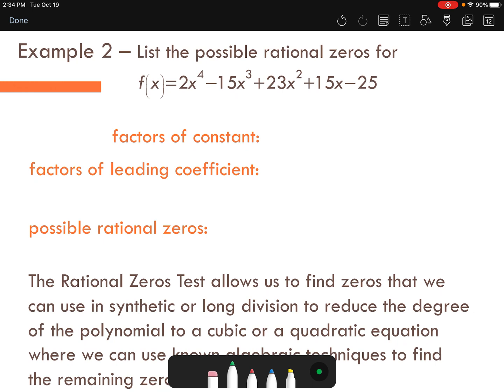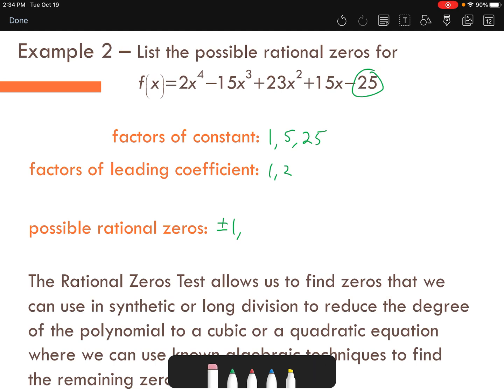Okay, let's look at the second example. Okay, we got a quartic. So we have 4 possible rational zeros. So what are the factors of the constant? We don't need to put plus or minus on these. We can just put 1, 5, and 25, and that's it, isn't it? Yeah, that's it. And then 2 is just 1 and 2. So now we list the possible rational zeros. So you have plus or minus 1. Let's see, can we get 2?